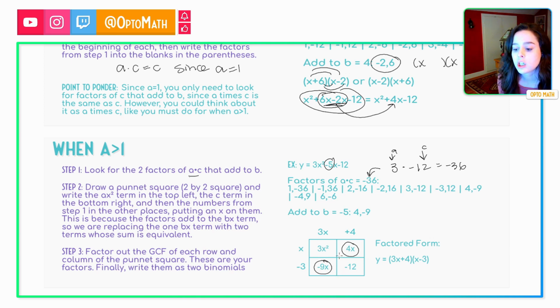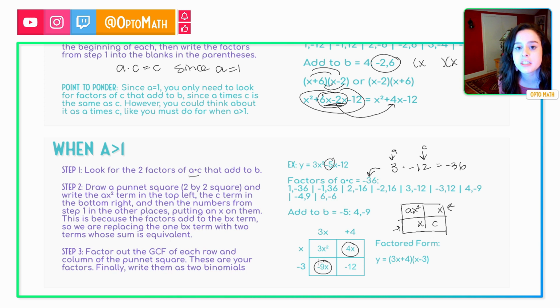So let's take a look at what we do next. We've put our ax squared term in the top left of our Punnett square. And our bottom right is our c term. And then these two are our factors. And then we put an x with them. So this is always the setup.